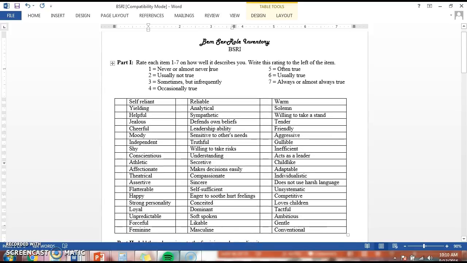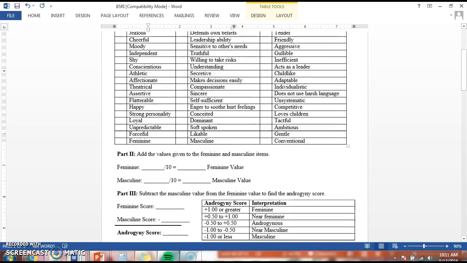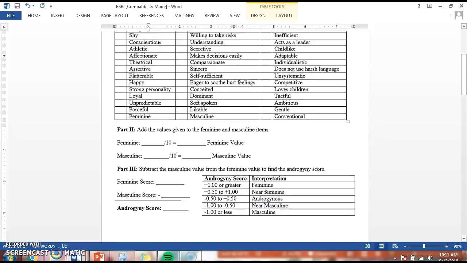So you have 60 traits or characteristics in front of you. And you need to go through each of these traits and rate each one on a scale of 1 to 7 on how well it describes you. So 1 would be never or almost never true, and 7 would be always or almost always true. So rate each one, all 60 of them, on that 1 to 7 scale. When you are done with those 60 terms, you are good to go. Again, you cannot do any of the other parts until tomorrow.